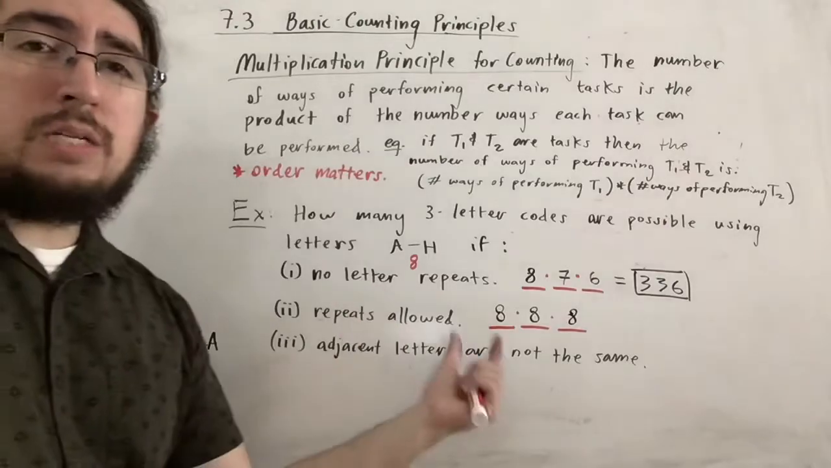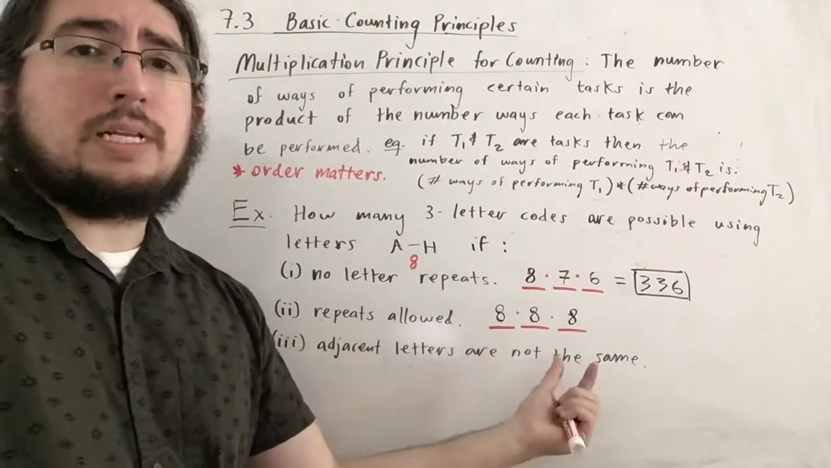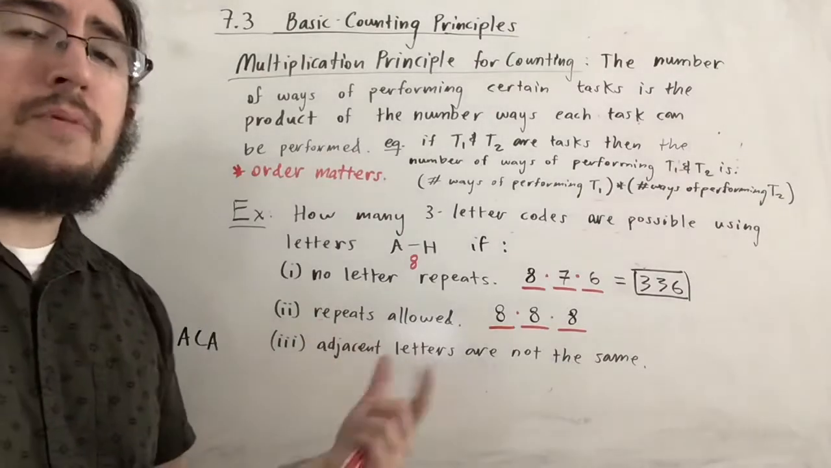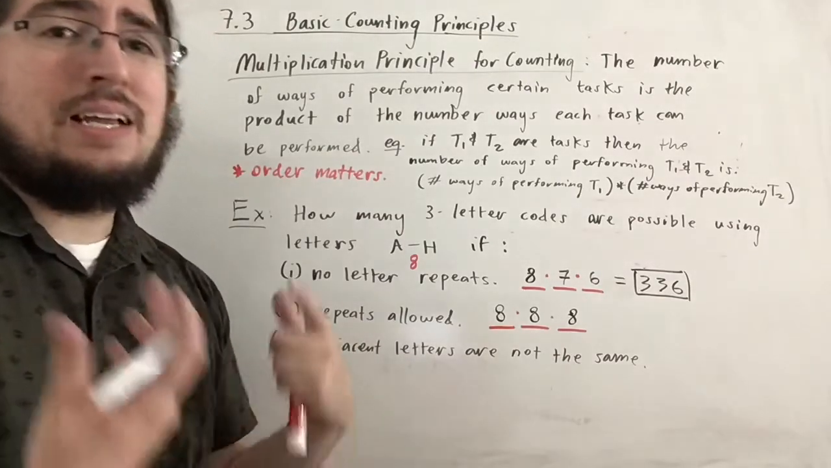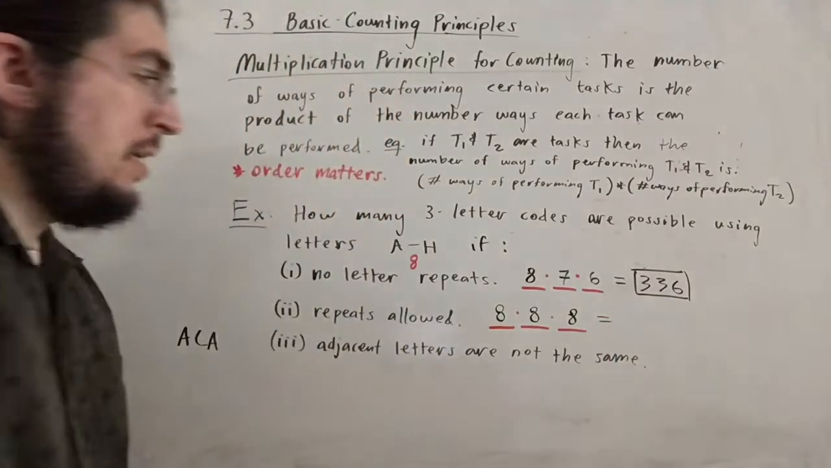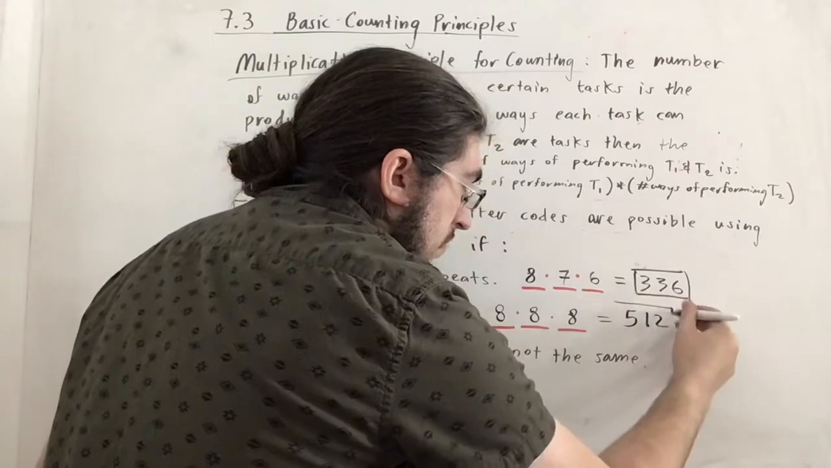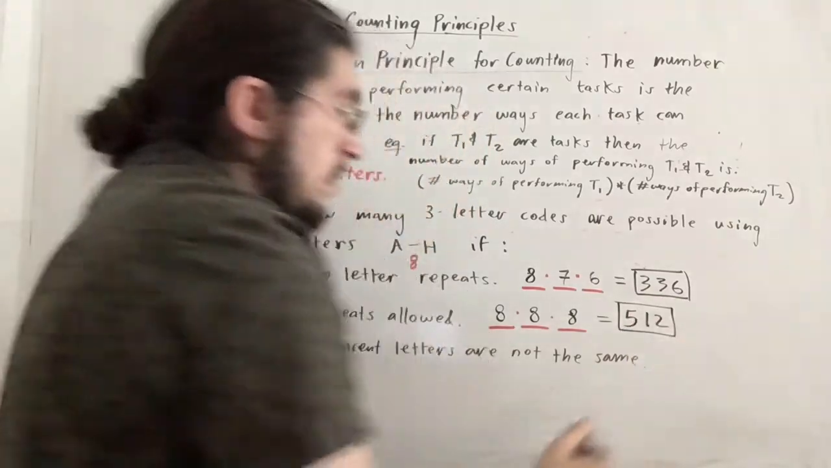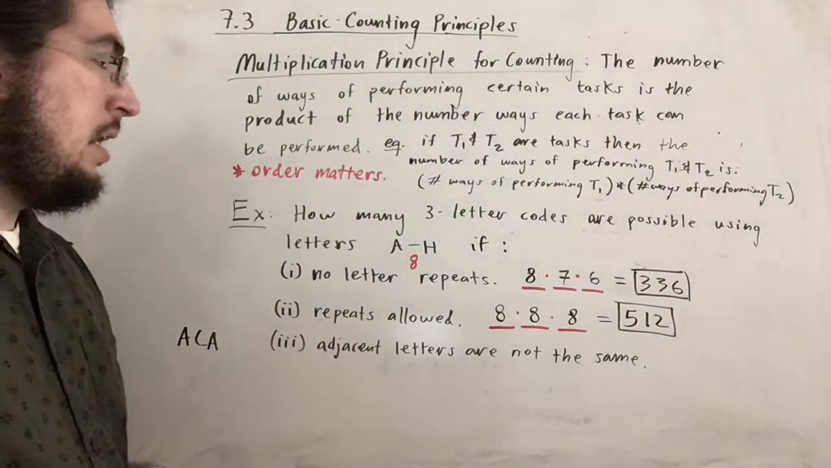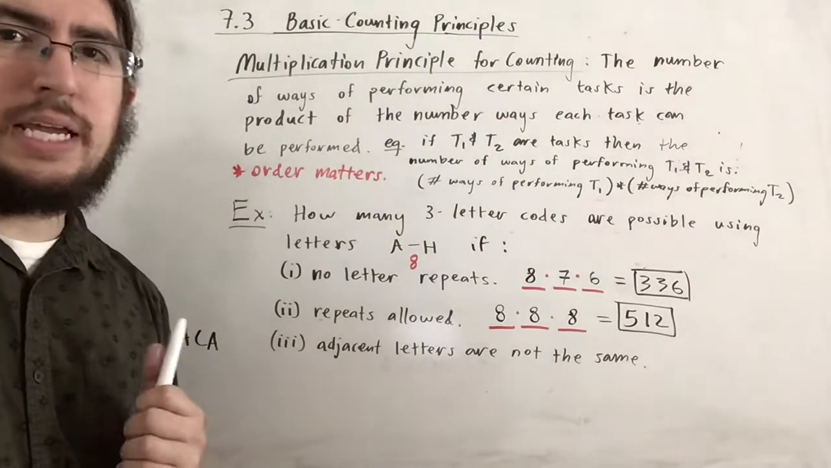So there are 8 ways we can select the first letter, 8 ways we can select the second, and 8 ways we can select the third. So these are just a number of ways of, again, performing this task of selecting a letter. So we end up with 8 times 8 times 8, which is 512. Perfect. And great. So now, this one is kind of tricky.